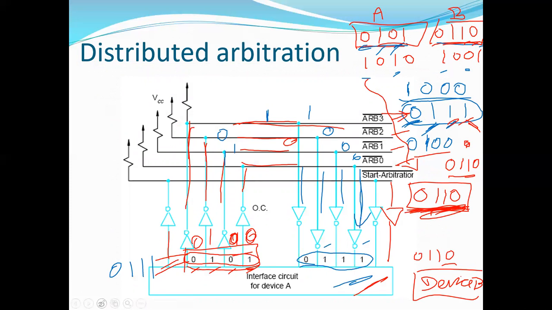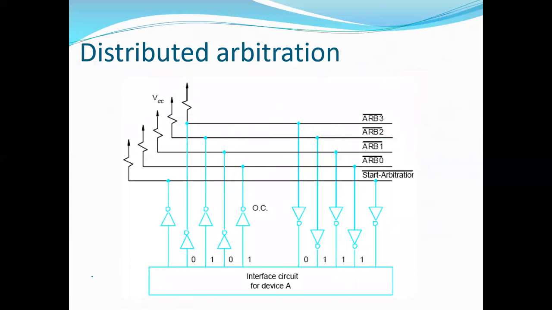So in the exam you need to draw this diagram and explain theoretically that some ID is given to the devices, and depending on the ID, the bus arbitration line values are mapped. If at least one bit is 0, then that line value becomes 0. Finally the devices will select one particular device as the bus master.